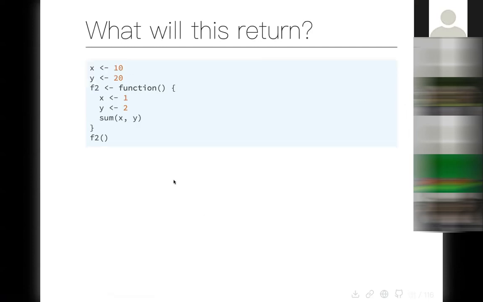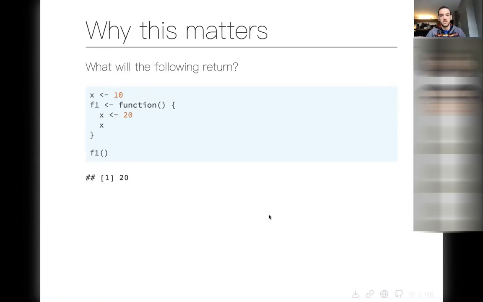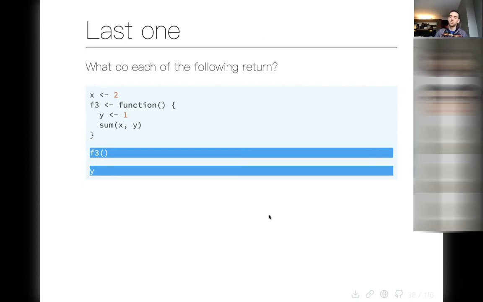What about this though? We have x is 1, y is 2, sum x and y. Well, this is basically the same, right? It shouldn't be totally surprising that if the last one returned 20, then this one should return 3. But it can get a little more complicated in situations like this. We have x defined as 2 here. x is not defined in the function here, but y is defined as 1.